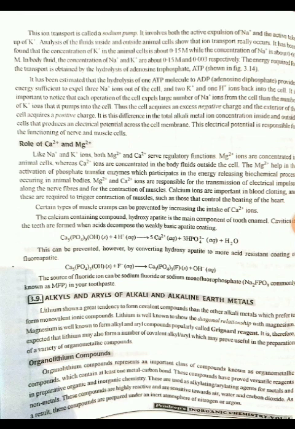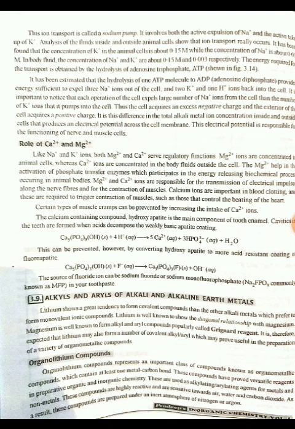the contraction of muscles. Calcium ions are important in blood clotting, and these are required to trigger contraction of muscles, such as those that control the beating of the heart. Certain types of muscle cramps can be prevented by increasing the intake of Ca2+ ion. The calcium containing compound hydroxyapatite is the main component of the tooth enamel.